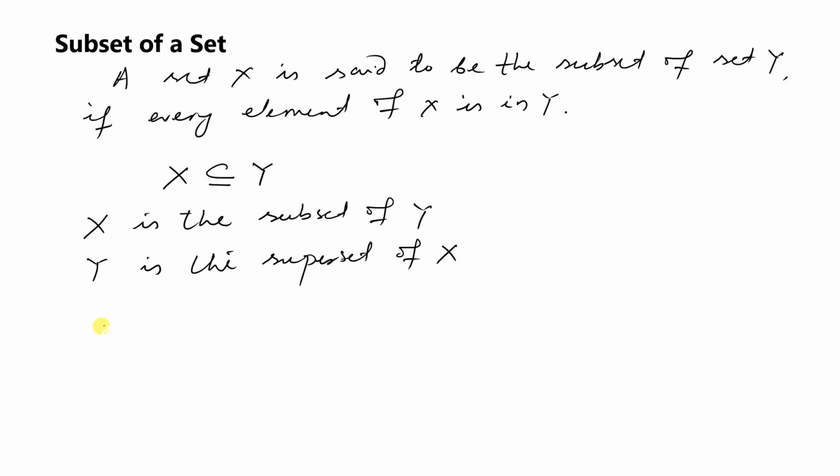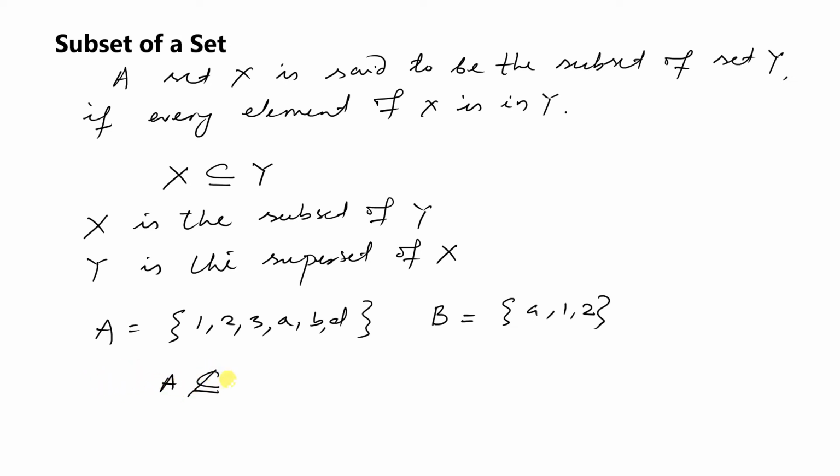So let me write one example. A is equal to, let's suppose, {1, 2, 3, a, b, d}, and B is equal to {a, 1, 2}. Is A the subset of B? No. So we can say A is not the subset of B, but B is the subset of A, because all the elements of B, that is a, 1, 2, are actually present in A. So you can say B is the subset of A.